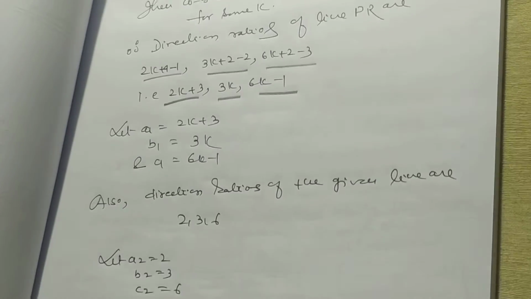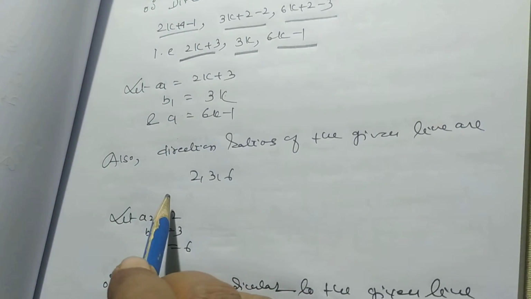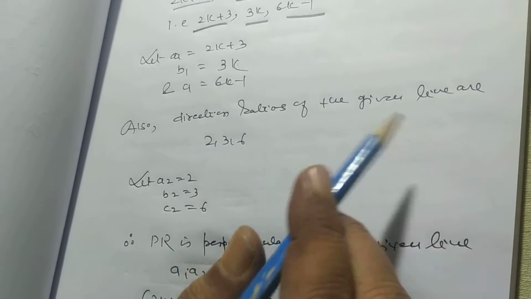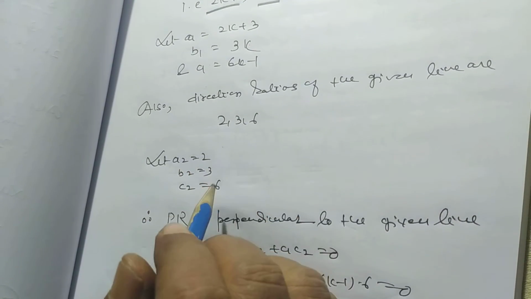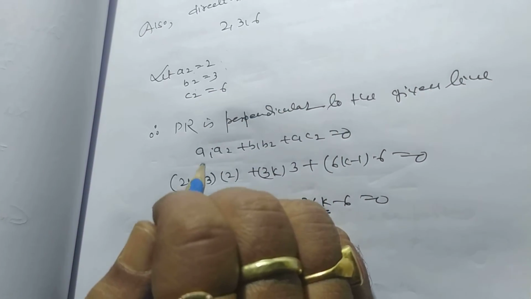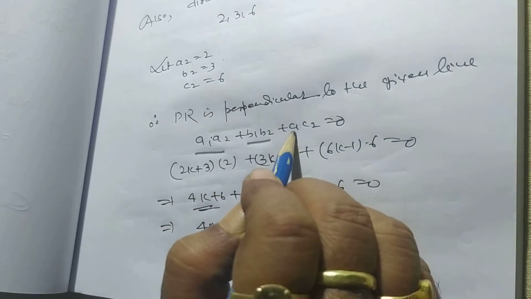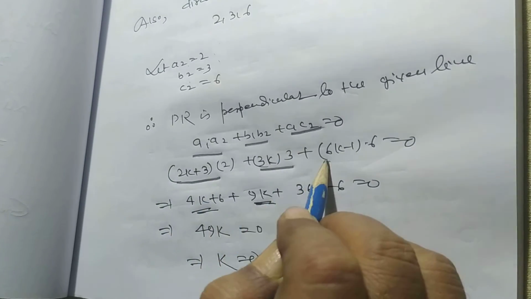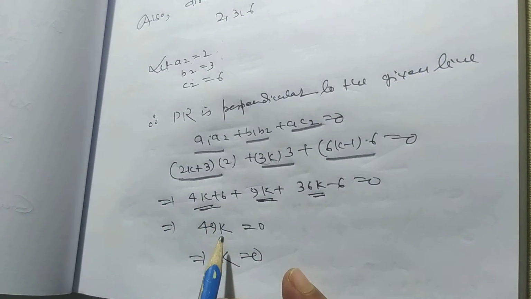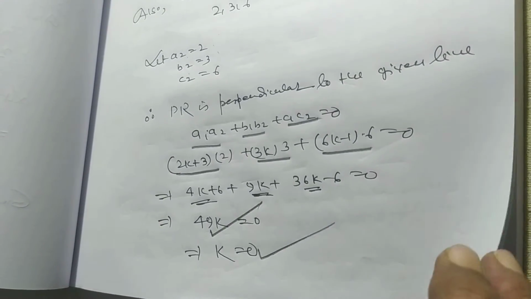Now consider here A1 is equal to 2k plus 3, B1 is equal to 3k, C1 is equal to 6k minus 1. Also the direction ratios of the given line are 2, 3, 6. A2 is equal to 2, B2 is equal to 3, C2 is equal to 6. So PR is perpendicular to the given line. So A1 A2 plus B1 B2 plus C1 C2 is equal to 0. By putting the values of A1, A2, B1, B2, C1, C2, we have 49k is equal to 0. So k is equal to 0.